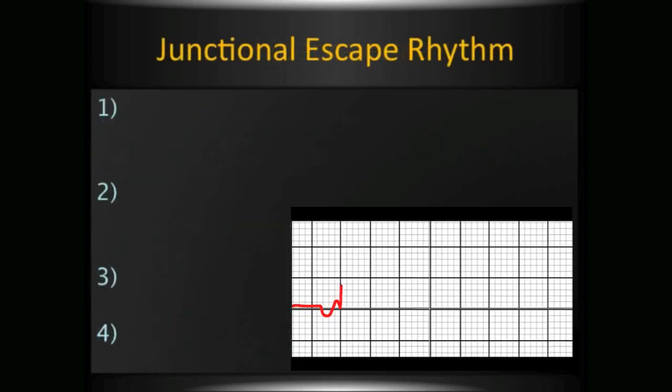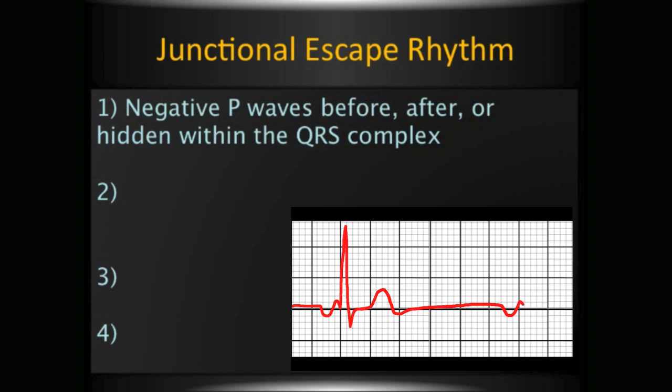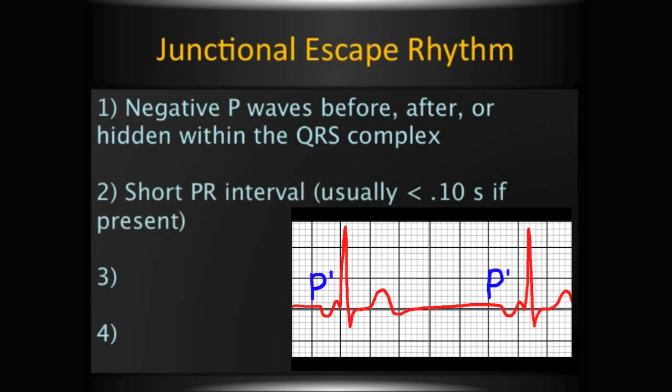Junctional escape rhythm can be characterized on electrocardiogram by any of the following. Junctional escape rhythm. Let's start with the P waves. They are negative and may appear before, after, or hidden within the QRS complex. And what about the PR interval? The PR interval is short in junctional escape rhythms.